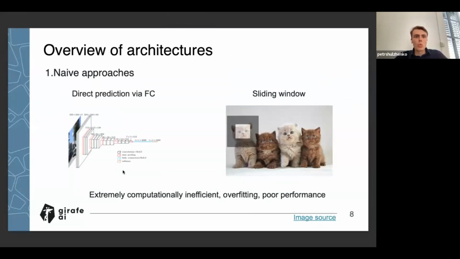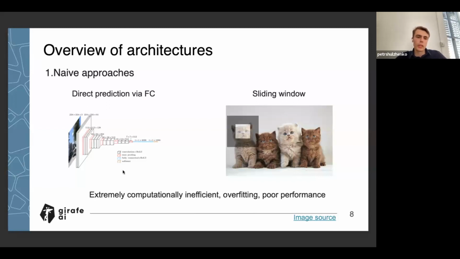So let's continue with the overview of architectures. Let's start with the naive approaches. We all know that computer vision boomed in 2012 with the AlexNet architecture. So not surprisingly, people wanted to adapt these new models to the segmentation task. And the first tries were rather naive.